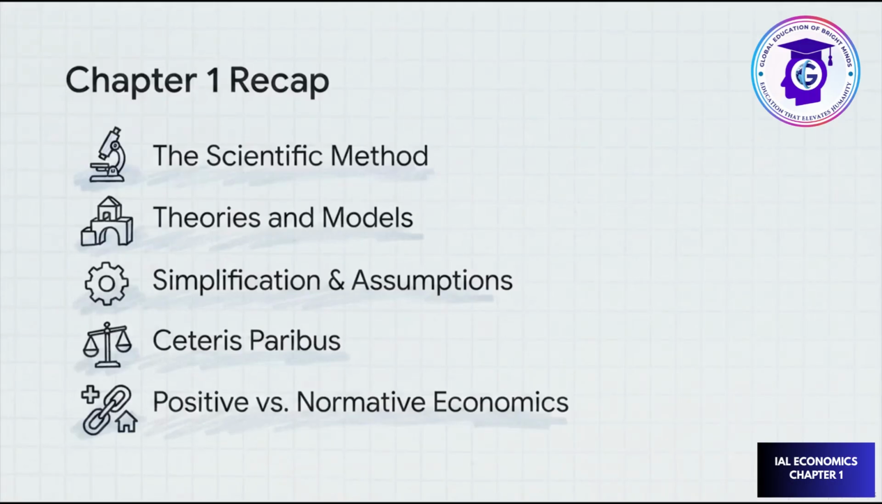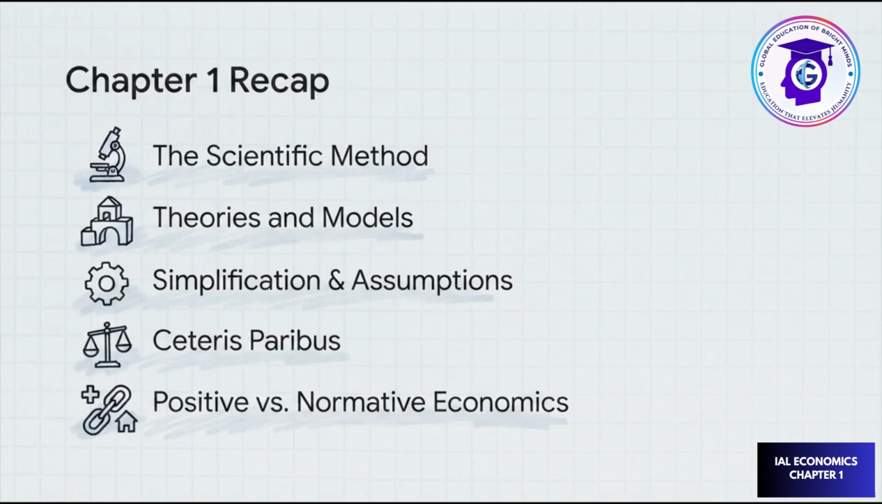And just like that, we've made it to the end of the chapter. We started with the scientific method, saw how economists build precise theories and models, learned why simplification and assumptions, like ceteris paribus, are incredibly essential tools, and finished by separating testable, positive facts from subjective, normative opinions.